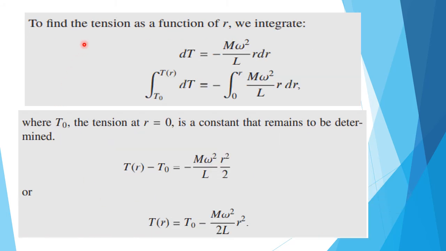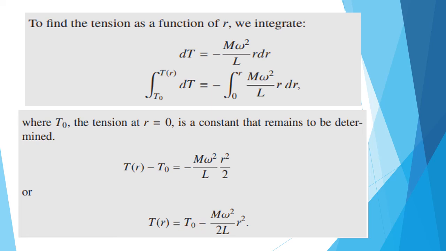So now we have to find the tension as a function of r. We integrate the equation by the variable separable method. We separate the variables and integrate T0 to T of R dT equal to minus the integral 0 to R of M omega square by L r dr. On integrating, you get T of R minus T0 is equal to minus M omega square by L times R square by 2. Or T of R, the tension as a function of R, is equal to T0 minus M omega square by 2L R square.